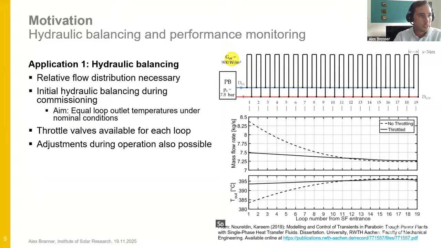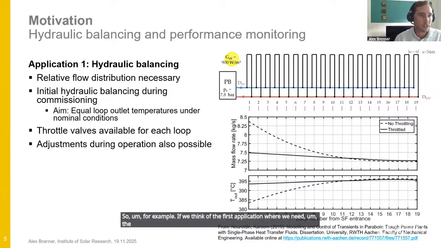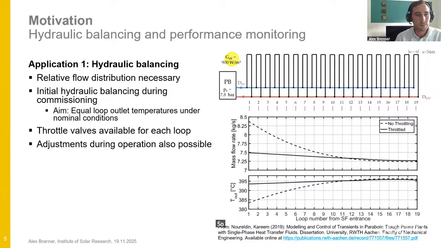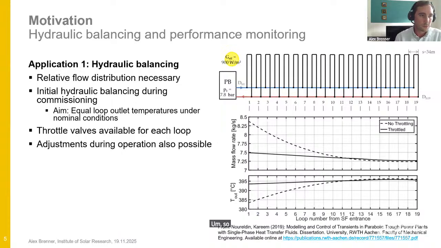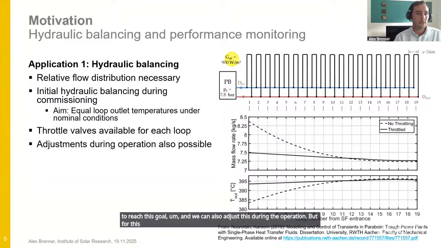So for example, the first application where we need the loop flow is hydraulic balancing. In these large parabolic trough fields, we somehow need to distribute the flow equally. And during an initial hydraulic balancing procedure, we want to achieve equal loop outlet temperatures under nominal conditions. So we can throttle valves at each loop and adjust the valve opening to reach this goal. And we can also adjust this during the operation. But for this, the knowledge of the actual loop flow is helpful.